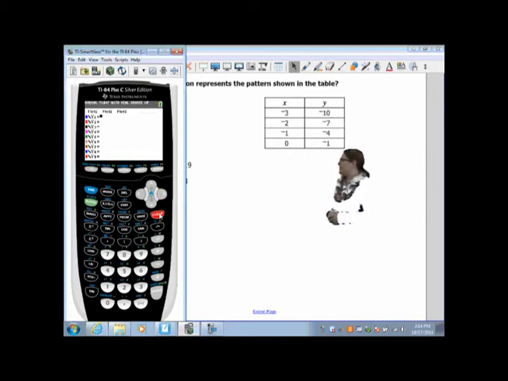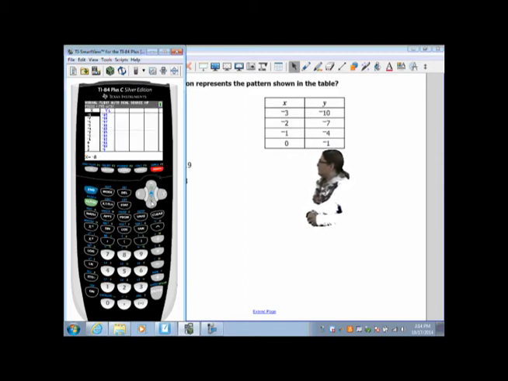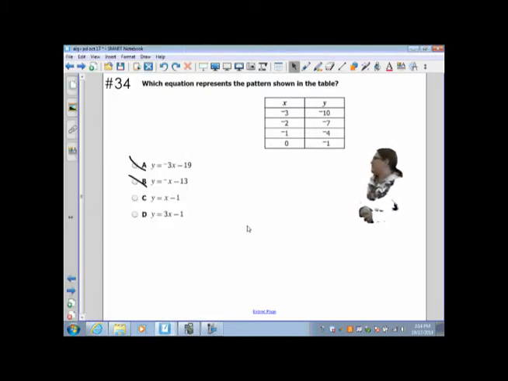And y equals, we're going to type in x minus 11, second graph. We're going to check our table. We have negative 3, negative 14. That does not match. Now we're going to do answer choice D.